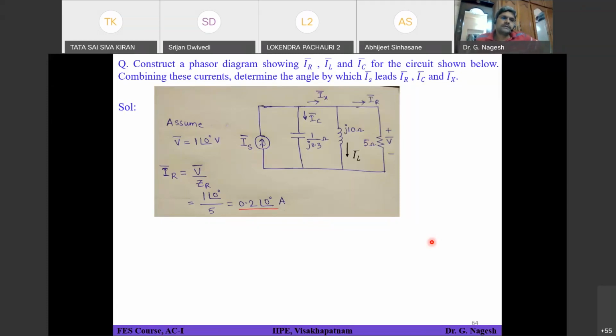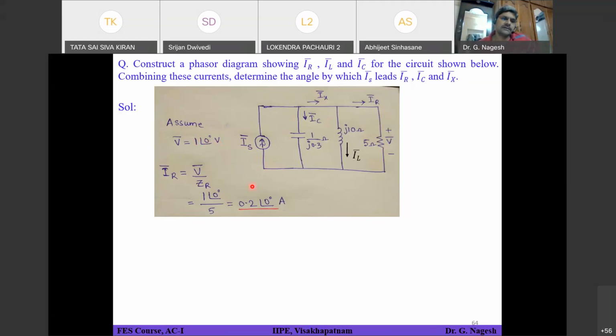So better to have voltage as your reference phasor in this circuit. So I am assuming voltage as the reference phasor. That means the voltage across the different elements, here shown as V bar, that means the voltage across the resistor, given in the question itself as V bar. I am assuming this V bar as 1 at an angle of 0 degrees. Now I will try to calculate all the currents and then plot the phasor diagram. So try to do that.